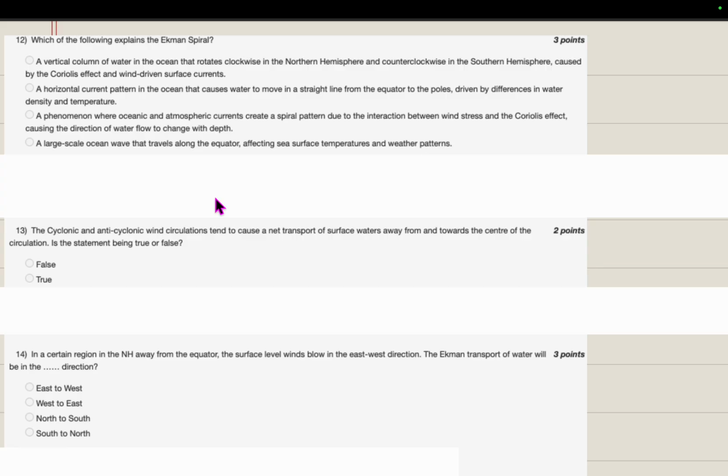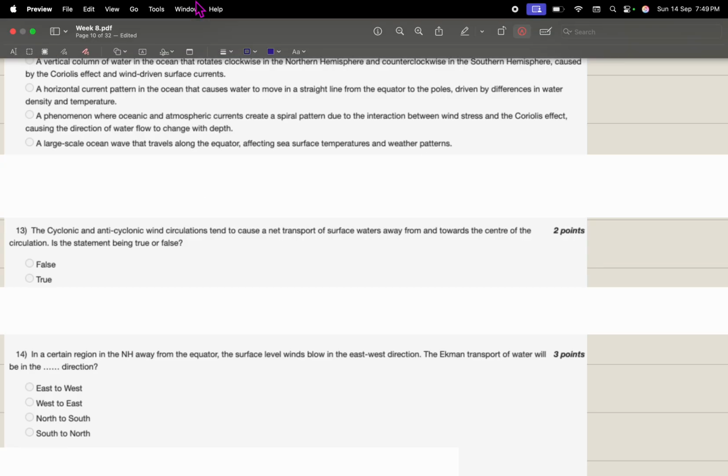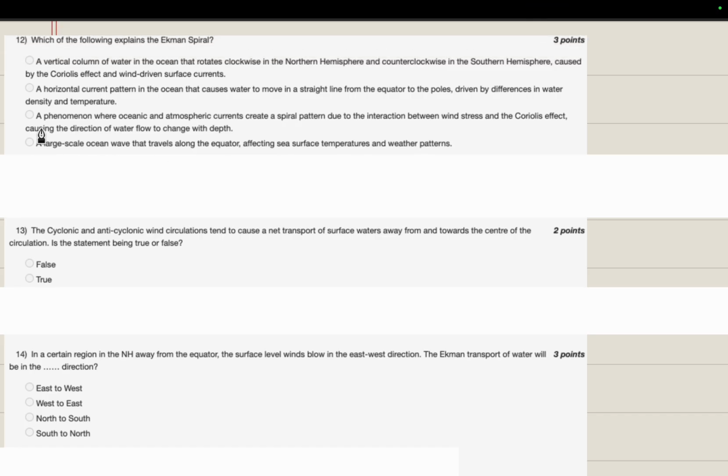Option C. Yes, 12 is option C, correct. It is a phenomenon where the oceanic and atmospheric currents create a spiral pattern from the interaction between wind stress and the Coriolis effect. And in the Ekman spiral, it is seen that the direction of the water flow changes with depth.